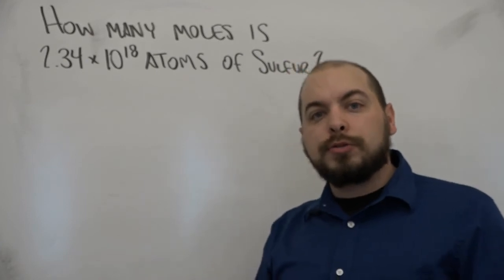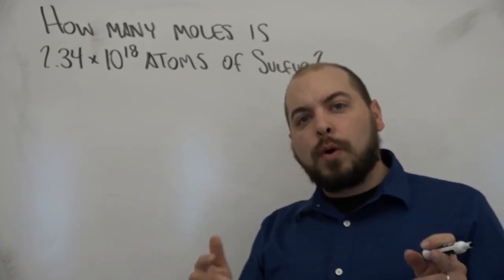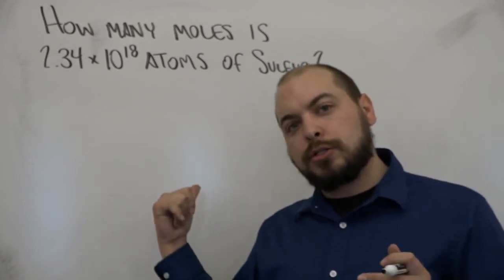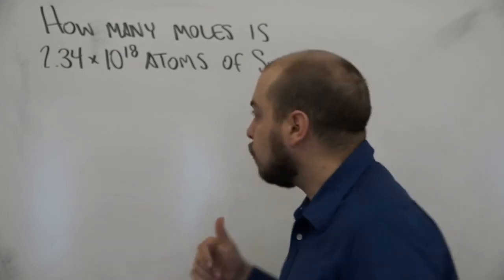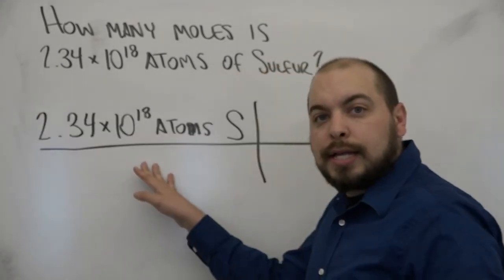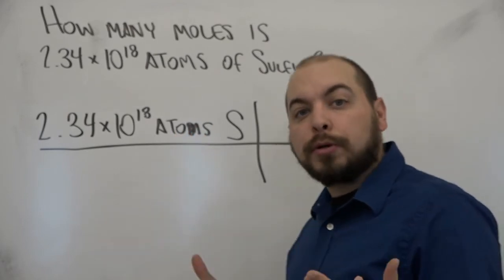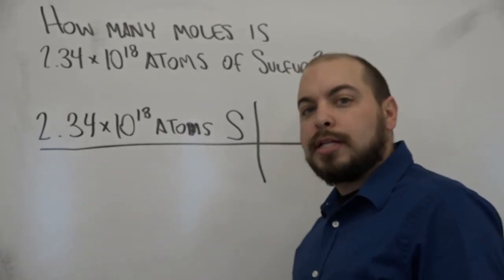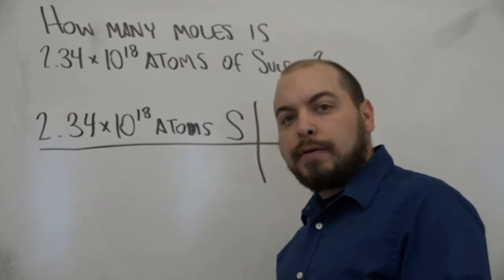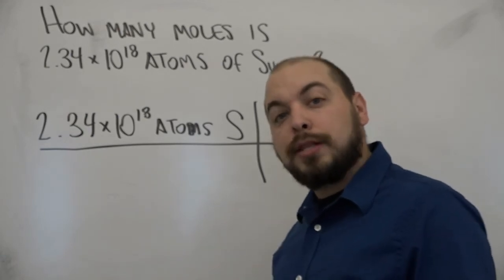In order to do this, we're going to use the same conversion factor, but we want to make sure we're using it in the right way. So we're going to start by writing what we're given. Now in this case, we need to cancel the number of atoms, which represents our number of particles, and we need to get into moles. This means we're effectively dividing by Avogadro's number, 6.02 times 10 to the 23rd.